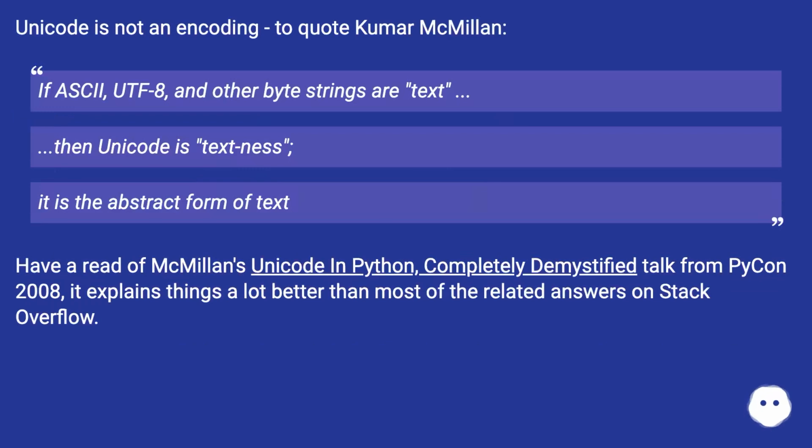Unicode is not an encoding, to quote Kumar McMillan. If ASCII, UTF-8, and other byte strings are text, then Unicode is textness. It is the abstract form of text. Have a read of McMillan's "Unicode in Python, Completely Demystified" talk from PyCon 2008. It explains things a lot better than most of the related answers on Stack Overflow.